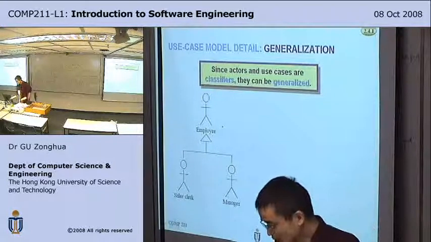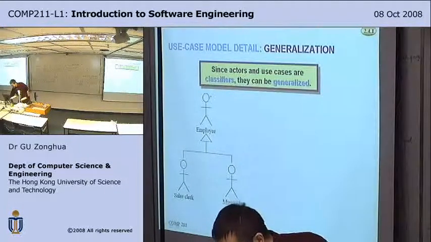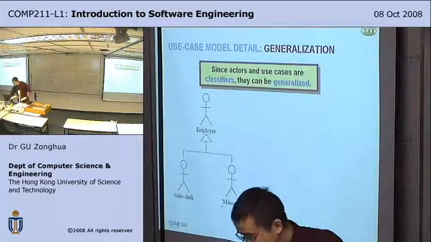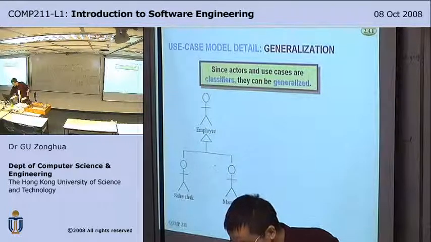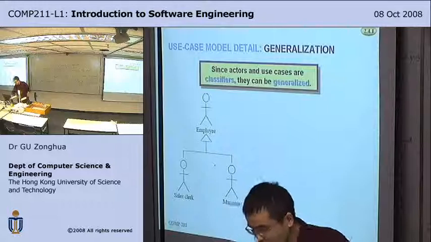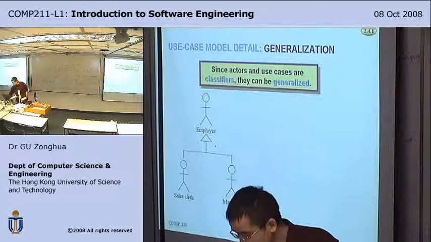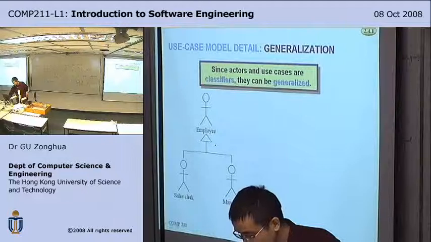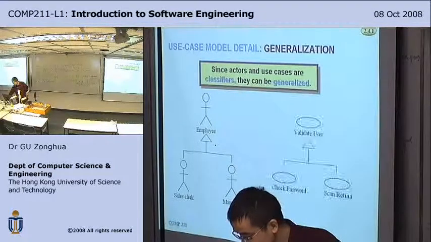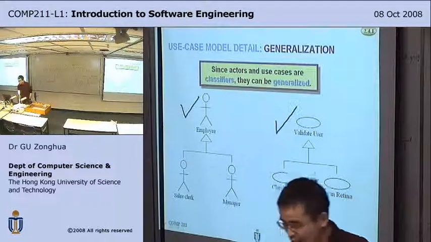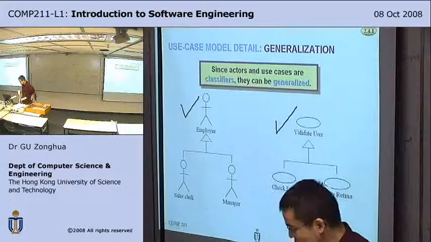So you may have an employee as an actor, and you may have a sales clerk and manager as subclasses of the base class employee. We saw before a customer and a member has a generalization relationship, and a clerk and a manager. So this is an actor inheritance. You can also have use case inheritance.